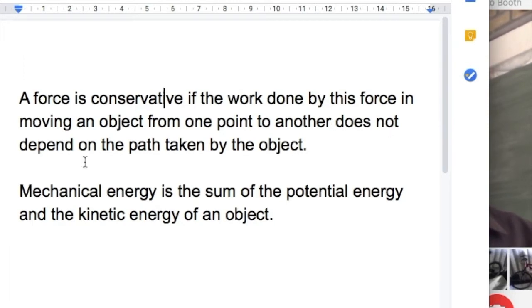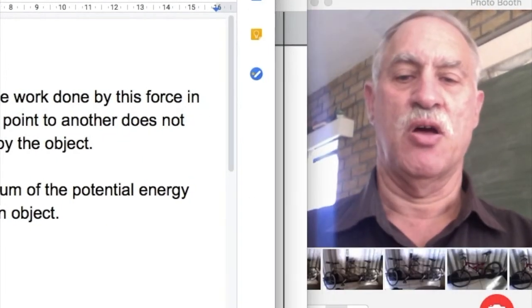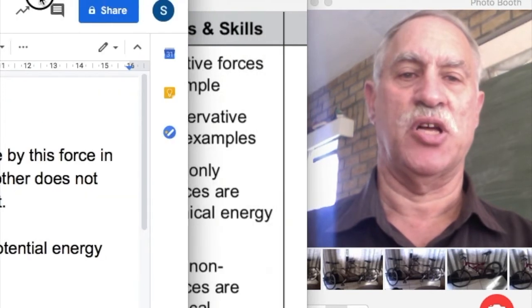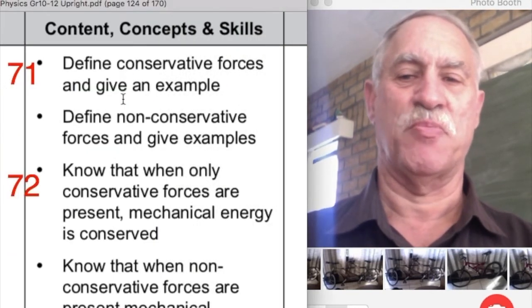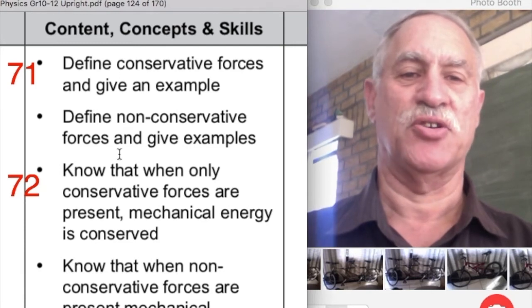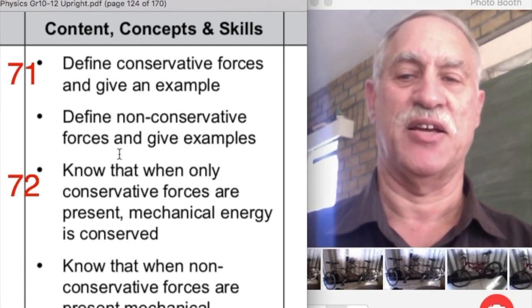And in the process, here's another definition worth knowing. Mechanical energy is the sum of the potential energy and the kinetic energy. So that's what we're talking about today: conservative and non-conservative forces and mechanical energy.